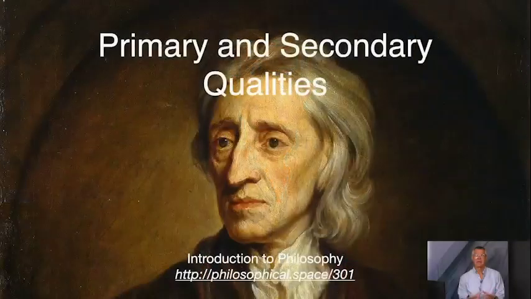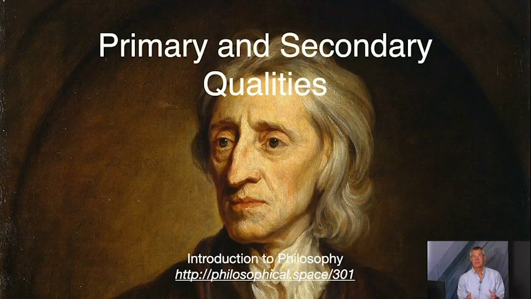I'm going to talk about an important distinction, not only in early modern philosophy, but in philosophy in general. It's the distinction between primary and secondary qualities. John Locke introduces that terminology and talks about this explicitly and gives us the classic characterization of what these qualities are. But this distinction is already there in earlier philosophers like Descartes or Gassendi.